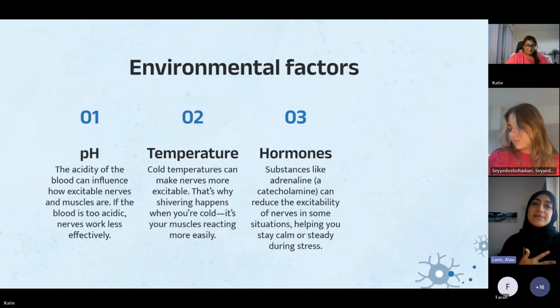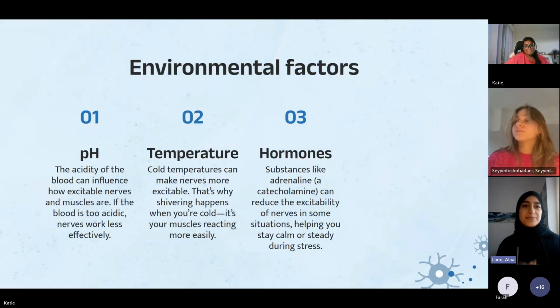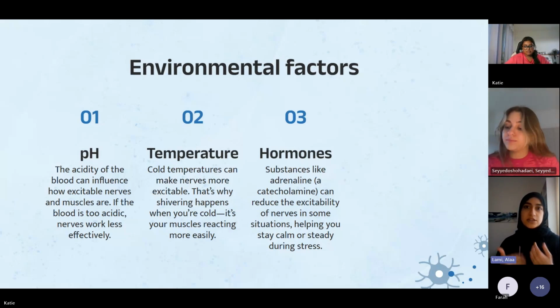All right, now the environmental factors that I said I would go into later, I'm going into them now. So pH, temperature, and hormones. So for pH, the acidity can influence how excitable nerves are. And if the blood is too acidic, nerves will work less efficiently. So the more acidic, the less signal transmission there will be. Now, about temperature, cold temperatures can make nerves more excitable. That's why when you're cold, you shiver.